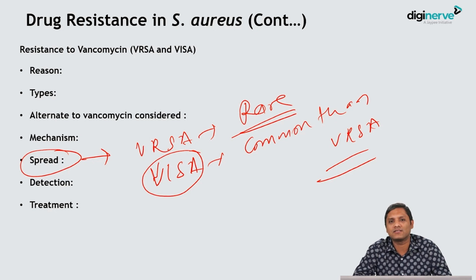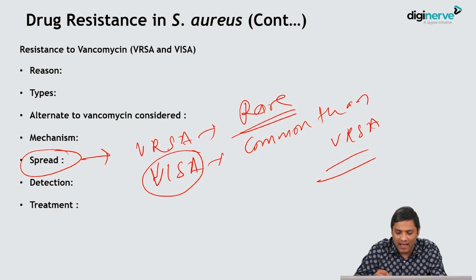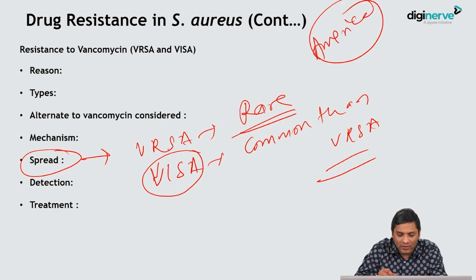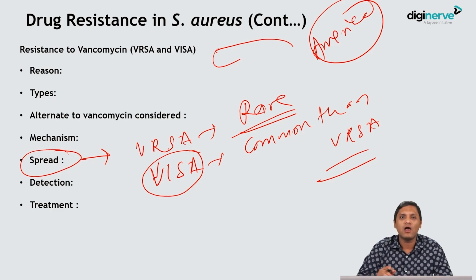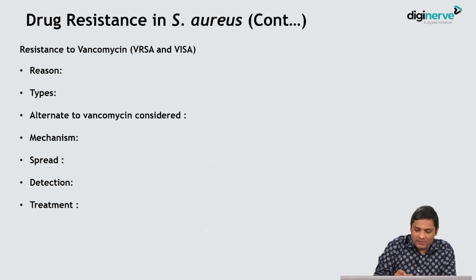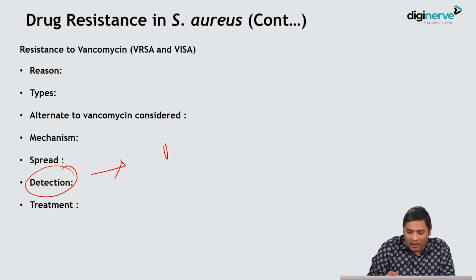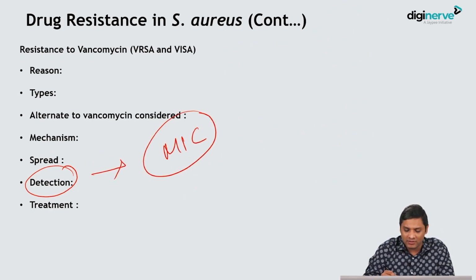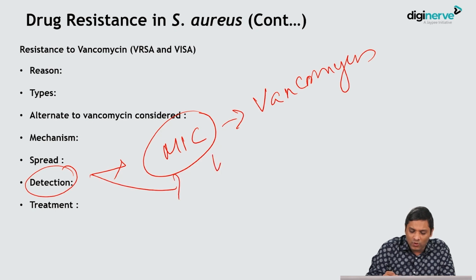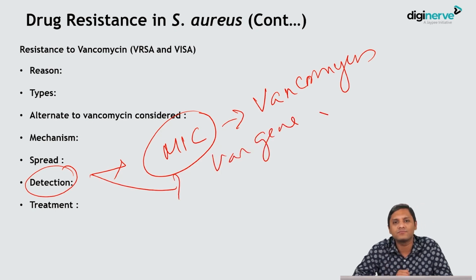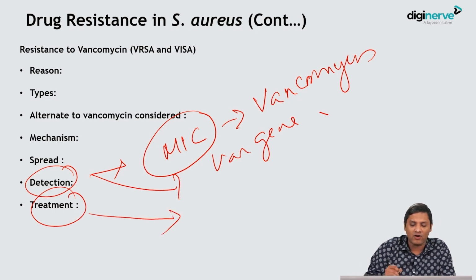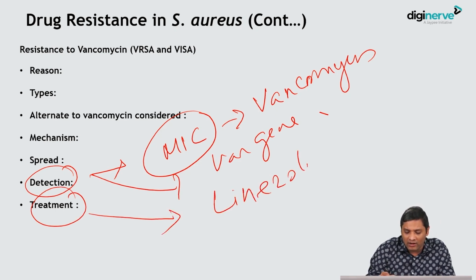However, vancomycin resistance overall is very low in India as compared to the Western countries, especially America, where vancomycin resistance is more reported. Okay, how will you detect VRSA? The vancomycin resistance you can detect by performing an MIC based detection method for checking the resistance to vancomycin. You can also go for Van gene detection. Okay, so treatment we have already discussed. You can look for alternate drugs like linezolid and daptomycin, also you can look for streptogramin.